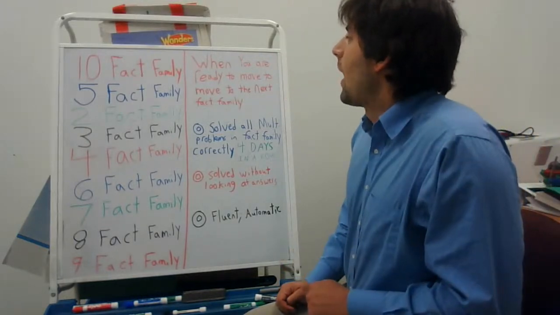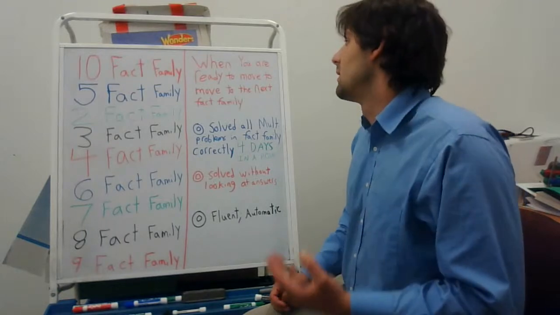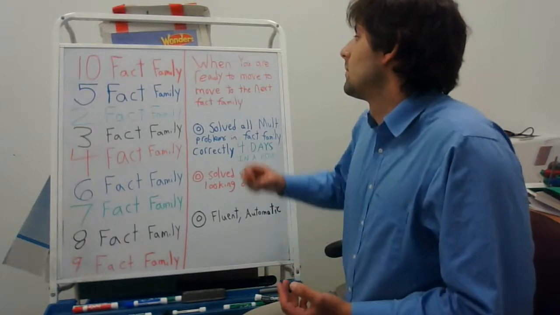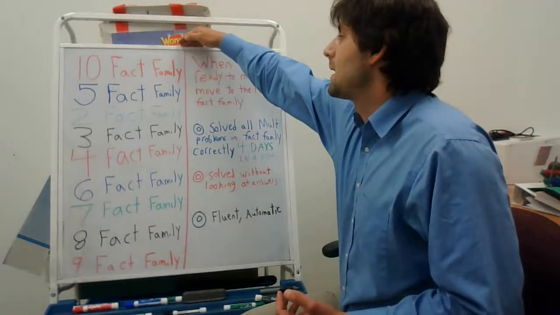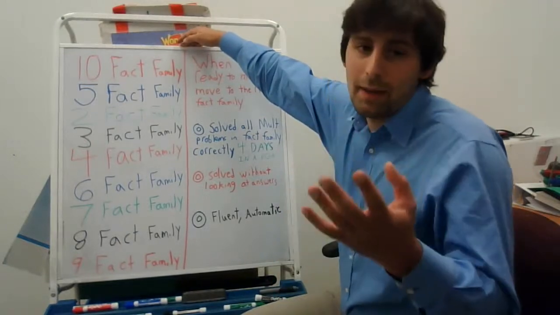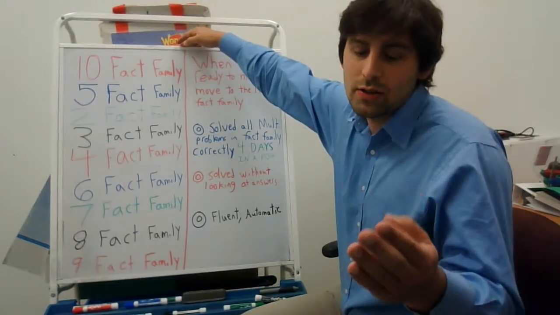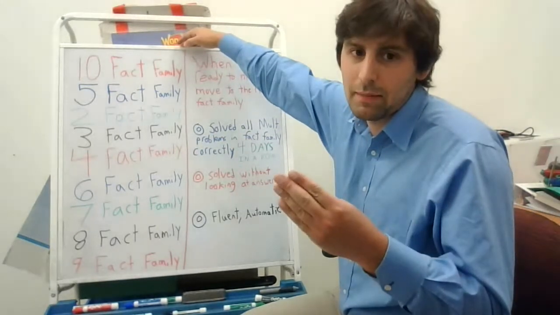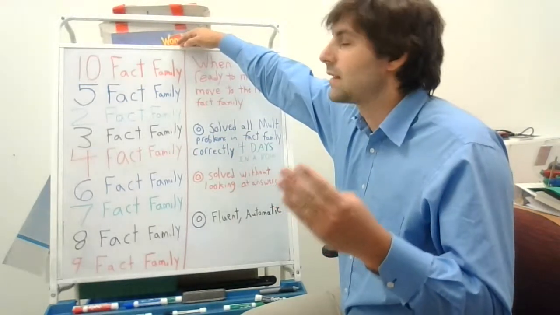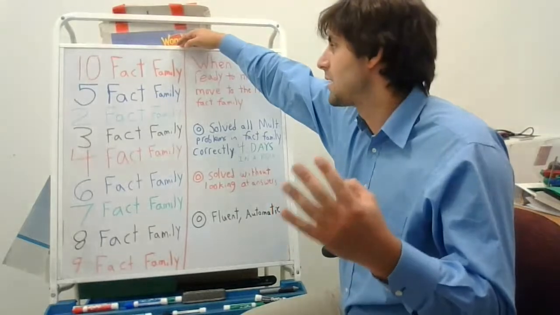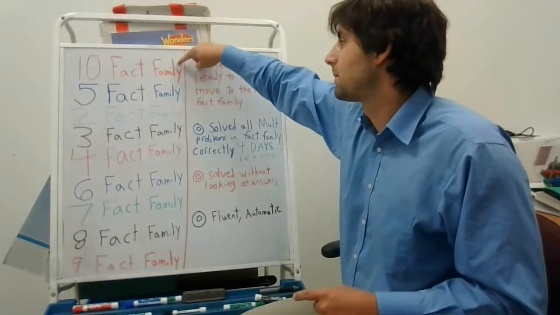All right. So I would start with the 10 fact family. I would start by being able to skip count by tens from 10 to 100. Just skip count the numbers, counting by tens. Then solve all the multiplication problems in the 10 fact family. I would start with that one.